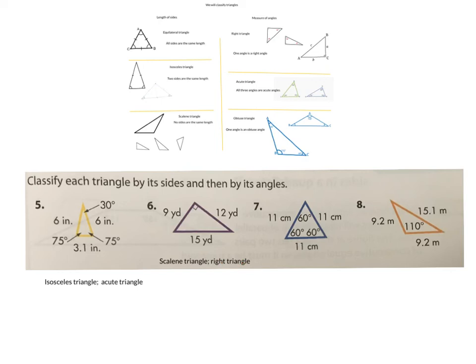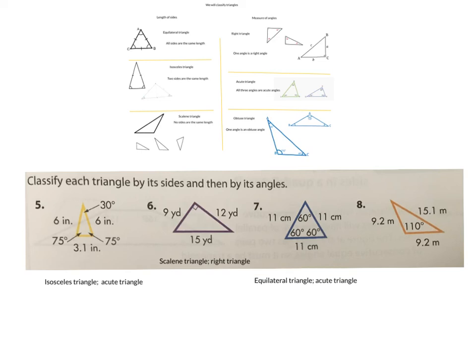Now let's look at our third example. First, we're going to identify it by the length of sides. So we have 11, 11, 11. They're all equal sides. That means this is an equilateral triangle. Now let's look at the measure of its angles. And we notice that it's 60, 60, and 60. So all three of these angles are acute, or less than 90 degrees. So this is an acute triangle.